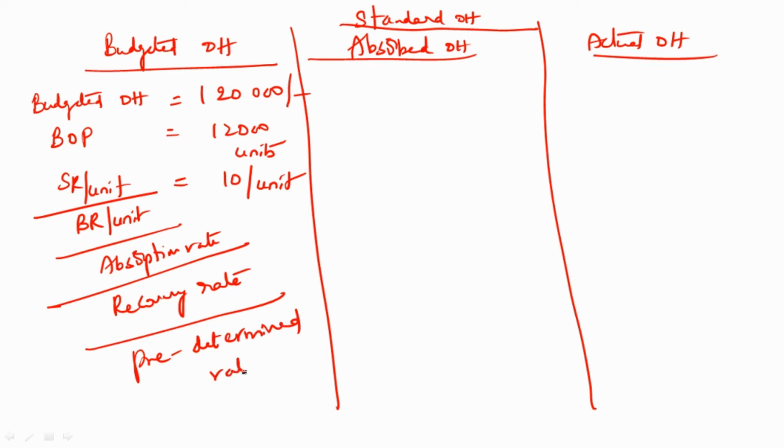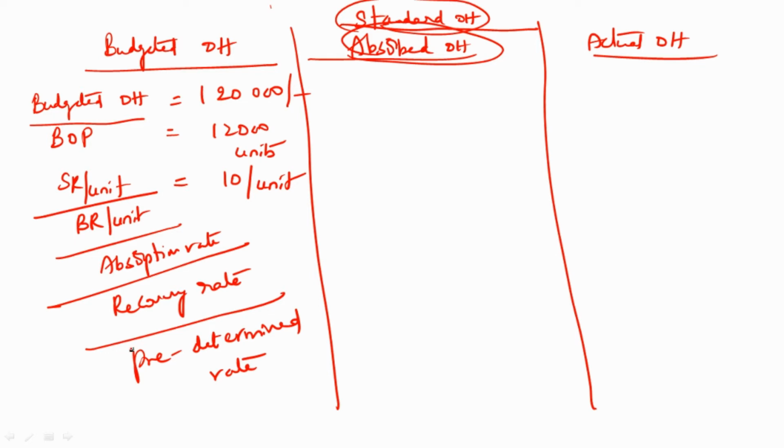So ensure that you know all these names, because it's useful while solving problems to know all the names, because they can use any name. Similarly, it can be called absorbed overheads, standard overheads, or recovered overheads. You got it? Now here I've chosen one method out of six different types of overhead absorption rates.